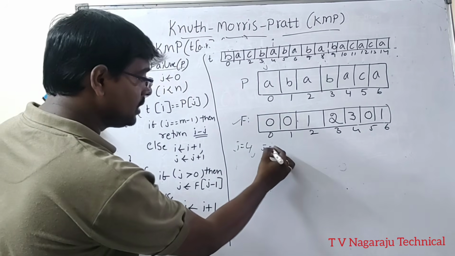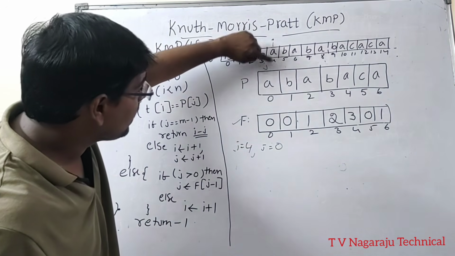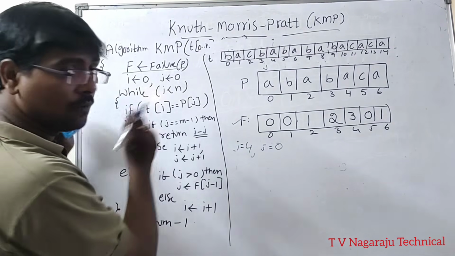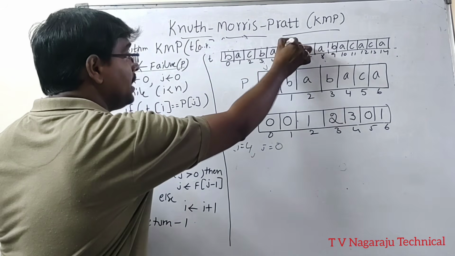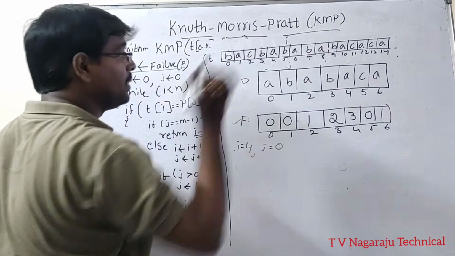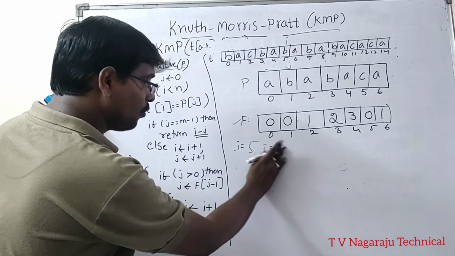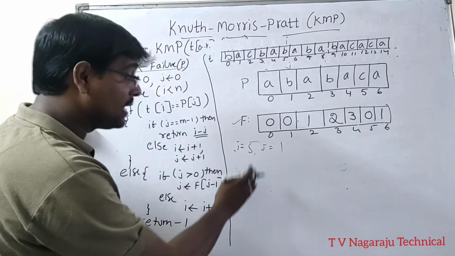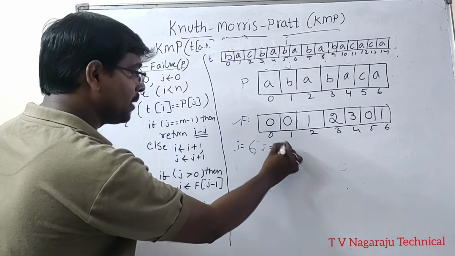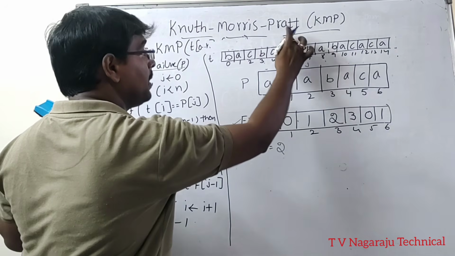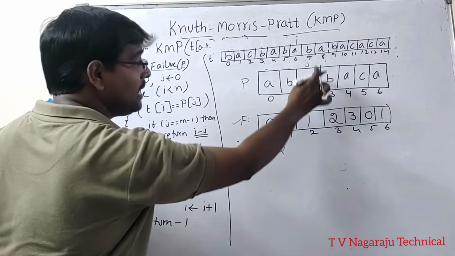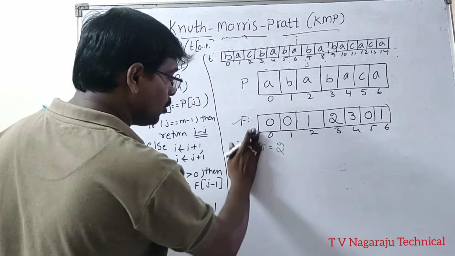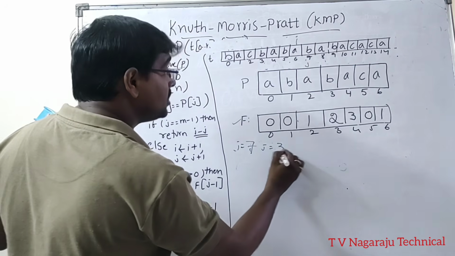Right now j is equal to 0. Again compare. A equal to A, true. So the if is satisfied: I is incremented by 1, J is incremented by 1. That is I is equal to 5, J is equal to 1. Compare B is equal to B. Yes. I is incremented by 1, J is incremented by 1. Now A is equal to A. Again there is a match. So I value 7, J value 3.